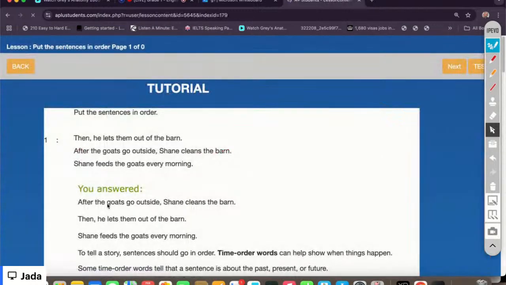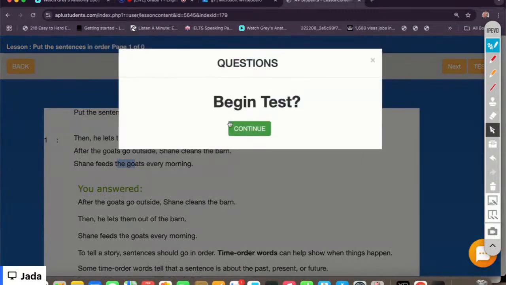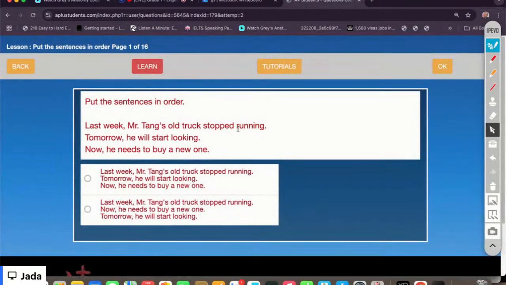So we'll just do this one now. This particular test, we're putting the sentences in order according to the order it comes in. Then he lets them out of the barn. After the goats go outside, Shane cleans the barn. Shane feeds the goats every morning. So you have to make sure that you put them in the right order in which it's happening.